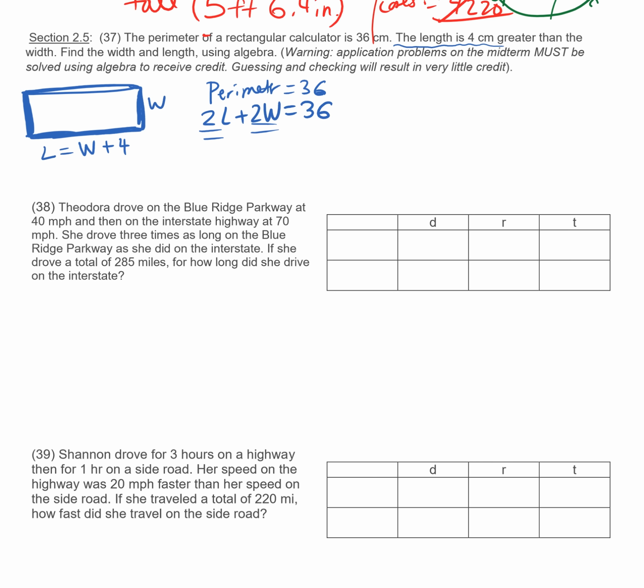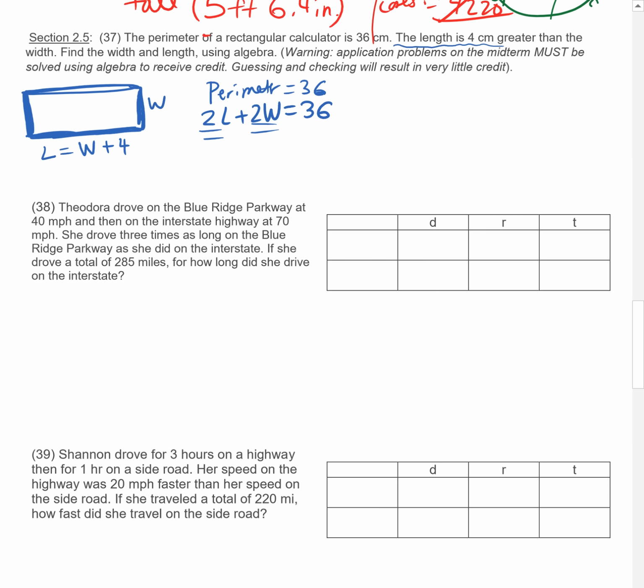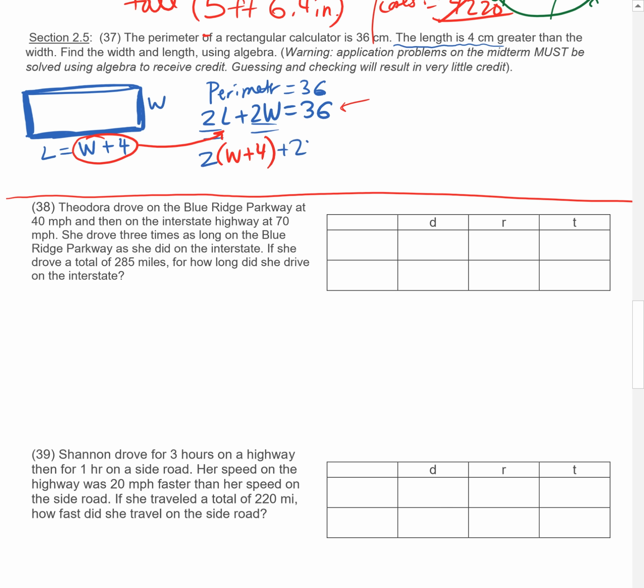So I think that'll allow us to solve this equation. If I replace the L with W plus 4, because as it is right now, 2L plus 2W equals 36, I can't solve that. You can only solve an equation when there's one variable. But if I replace the L with W plus 4, then the only variable left is W, and I will be able to solve it. Equals 36.